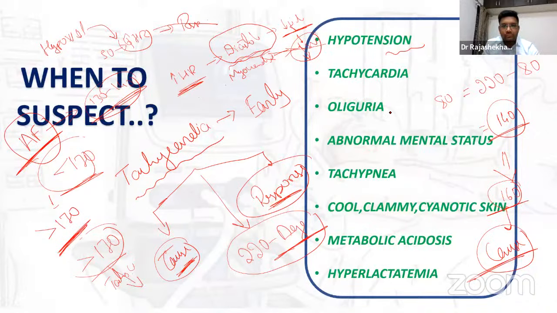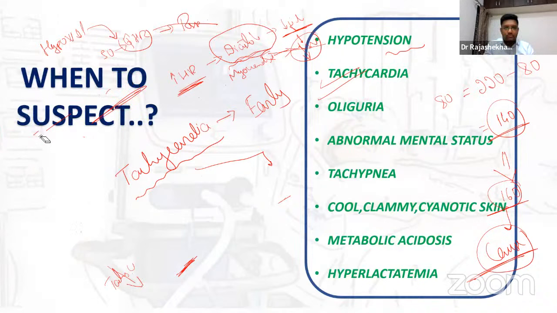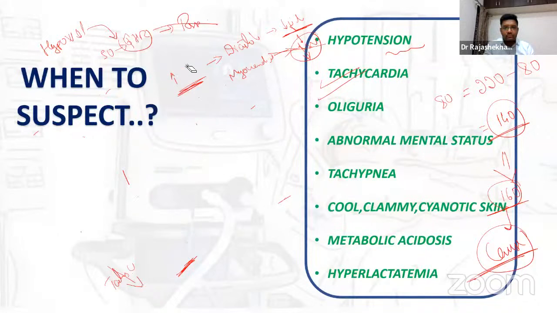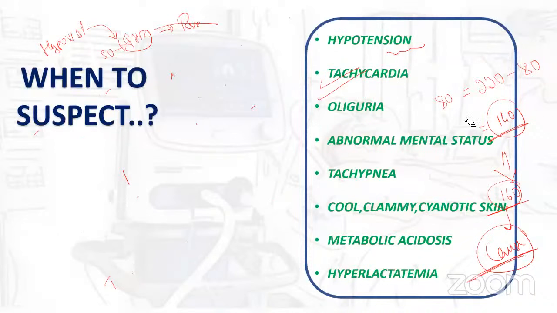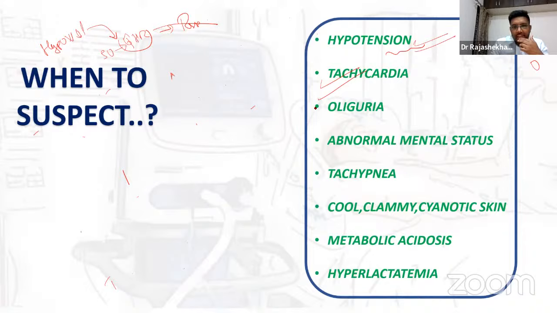So you should know this about tachycardia. And what about the oliguria? We discussed hypotension here, then we discussed tachycardia here. Then consider three things here: one is oliguria, the abnormal mental status, and the cold and clammy skin.